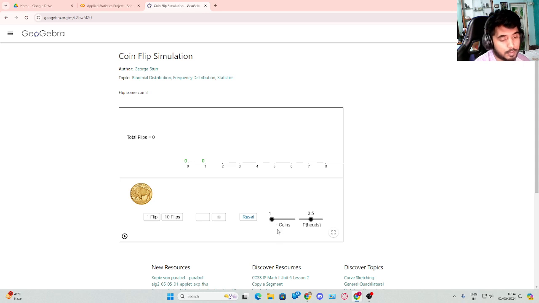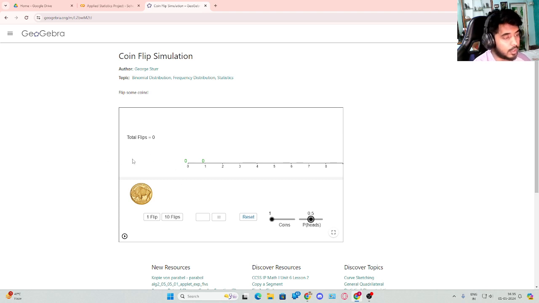We can select the number of coins we want to flip. It can be 1 to 8, and we can select the theoretical probability of the heads. Means we can select it as 0.5, which gives us equal chance of getting head and tail, but we can reduce the probability of heads. We can also increase the probability of heads. So let's start with 0.5, which is what happens normally when you do a coin flip. You have the probability of head being 0.5. So let's start with 1 coin.